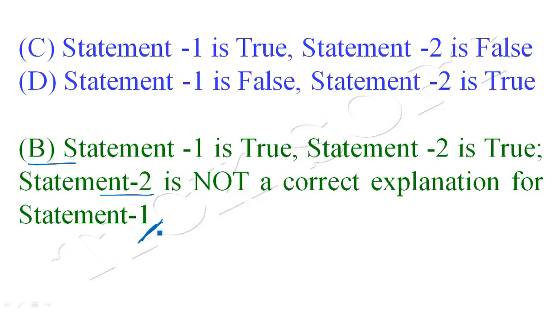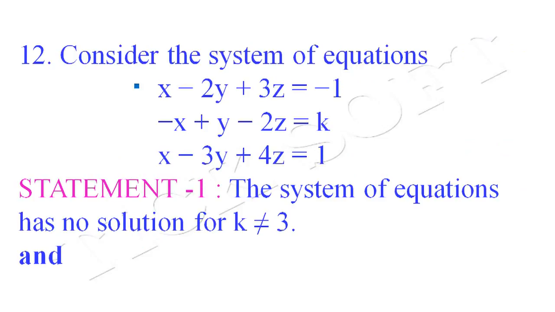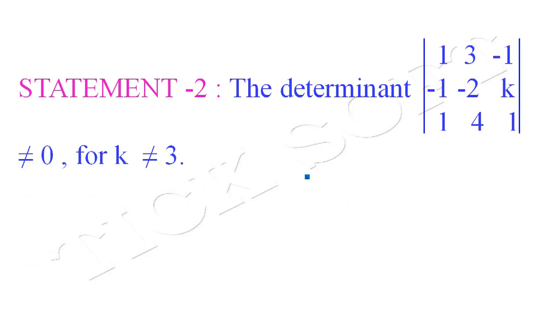And now we are going to see the 12th question. Here the question is, consider the system of equations x minus 2y plus 3z is equal to minus 1, minus x plus y minus 2z is equal to k, and x minus 3y plus 4z is equal to 1. Statement 1 here is, the system of equations has no solution for k not equal to 3. And statement 2 here is, the determinant, that is this determinant, is not equal to 0 for k not equal to 3.